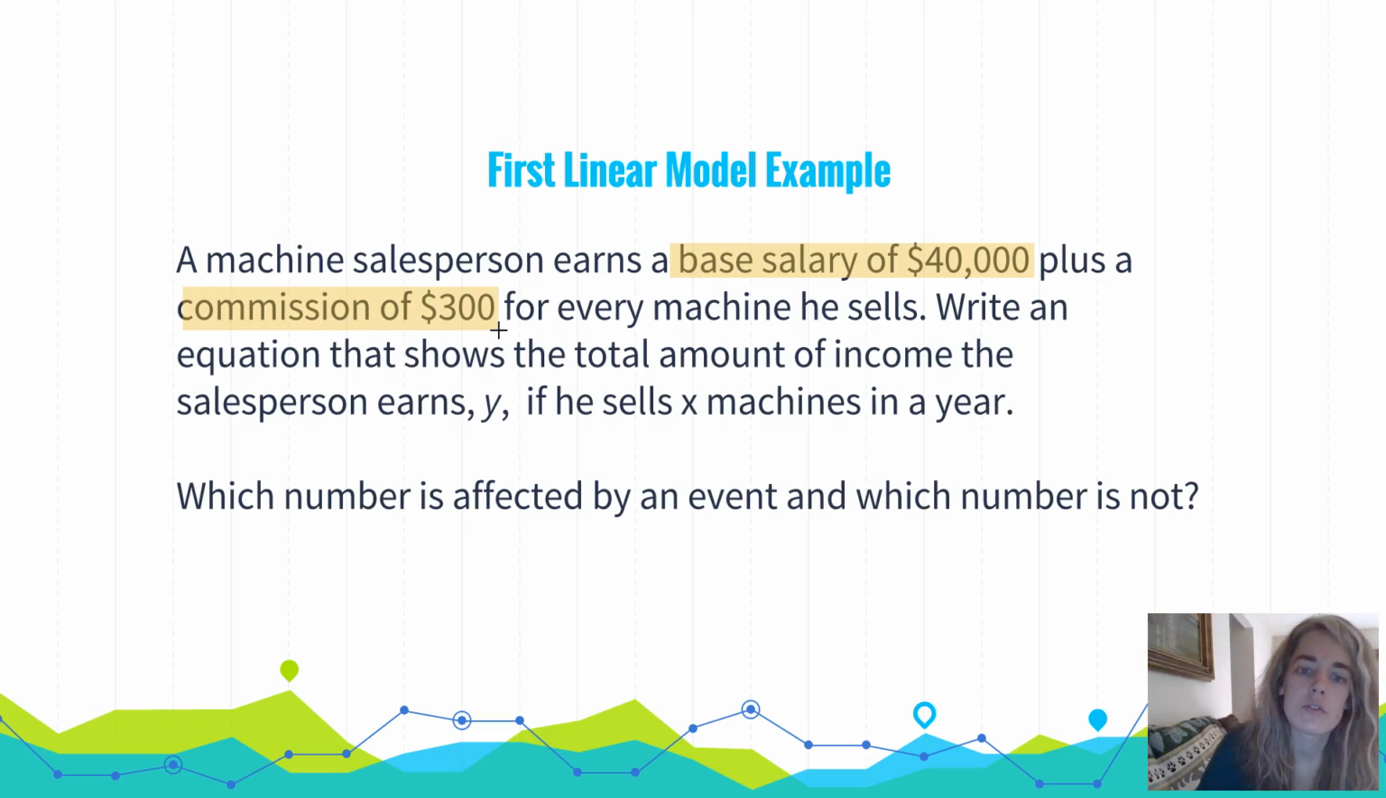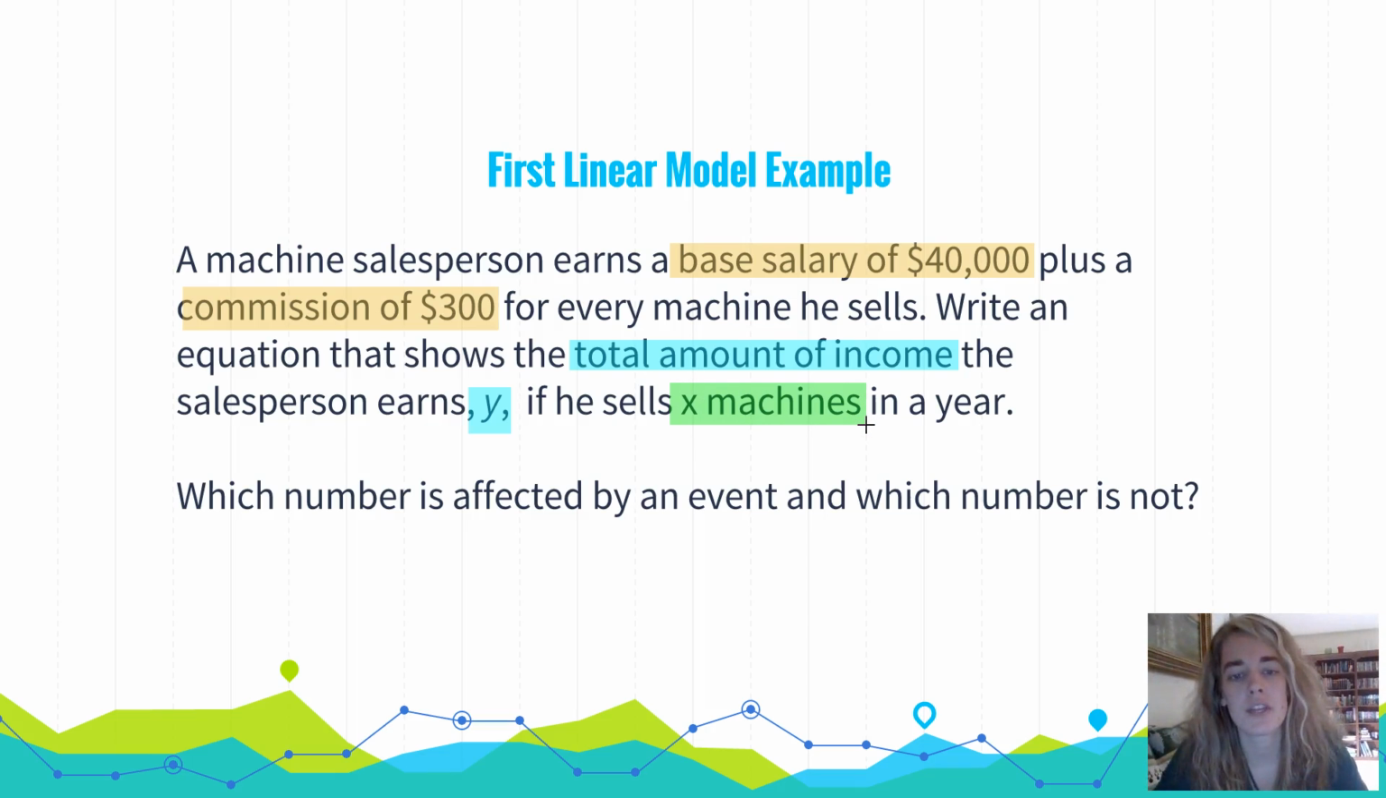So we need an equation that shows the total amount of income the salesperson earns, and that is y. Let's change the color we're working with here. How about blue? So total amount of income is going to be y, and then machines is going to be x. We need to figure out what y is attached to and what x is attached to. So total income is y, machines are x.